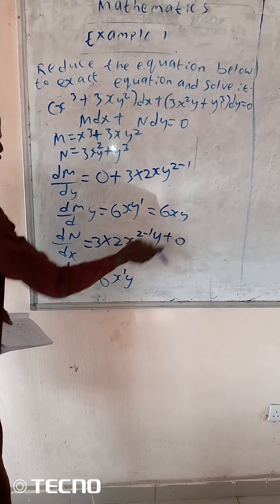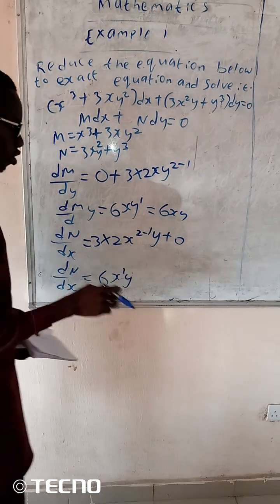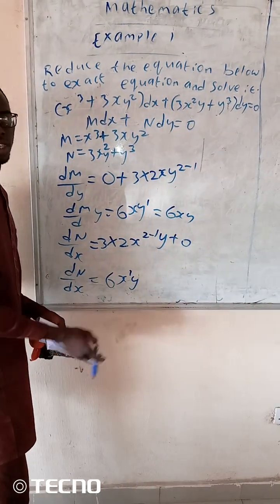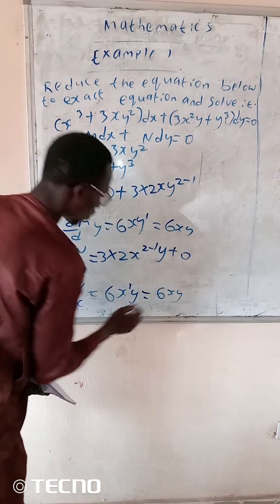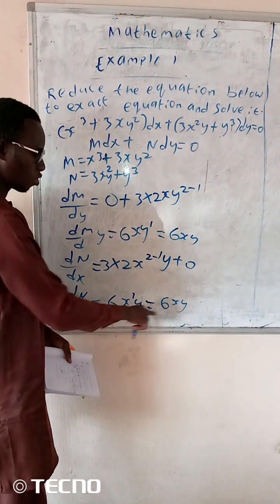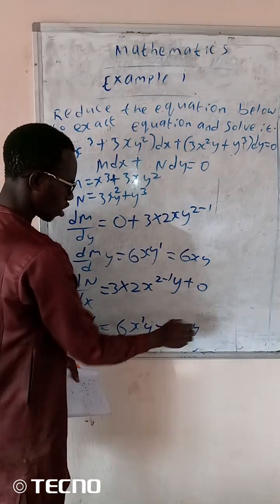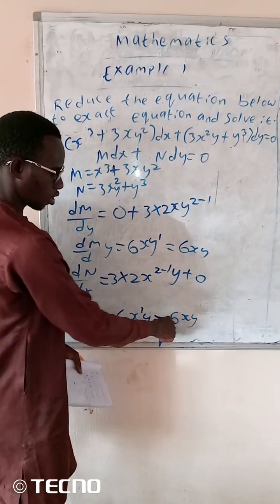We will add everything with 0. The 0 is irrelevant, so it still remains the same. So this one is the same as what? 6xy, right? Because x multiplies itself 1 times. So we have brought it down here. So we have 6xy, see it here.